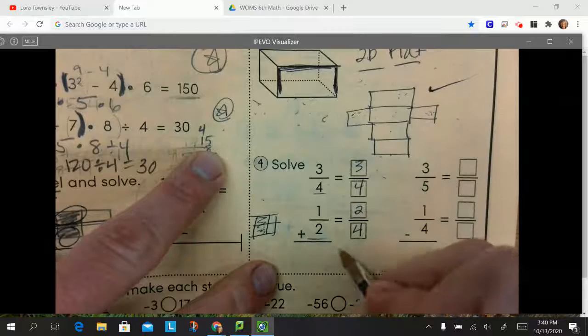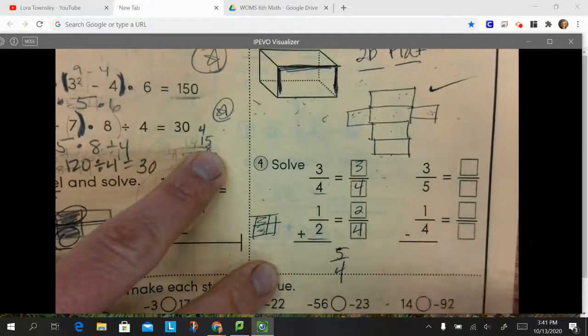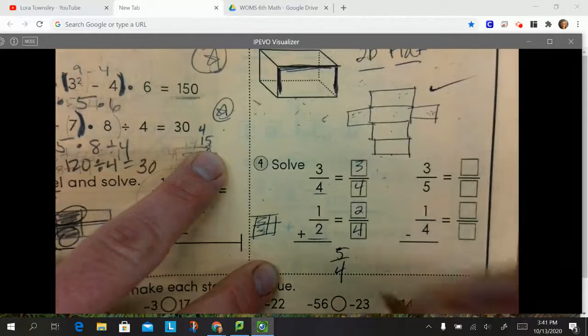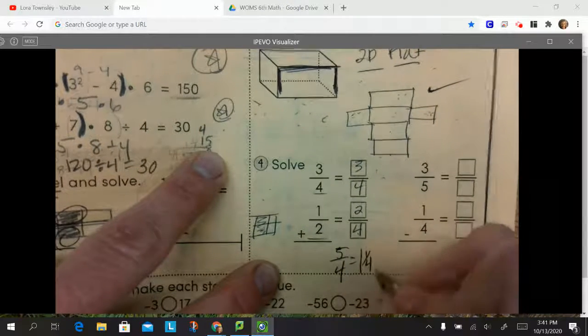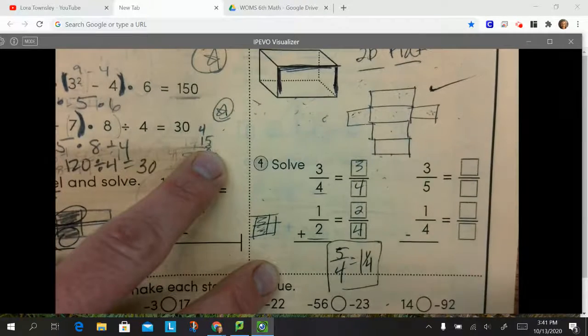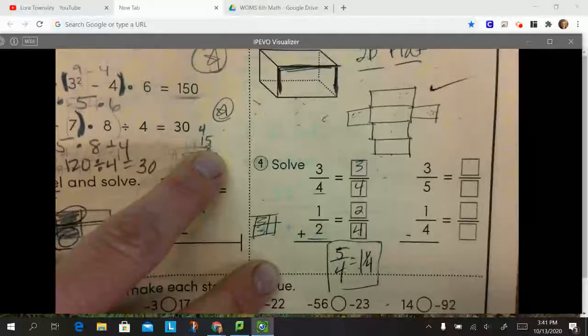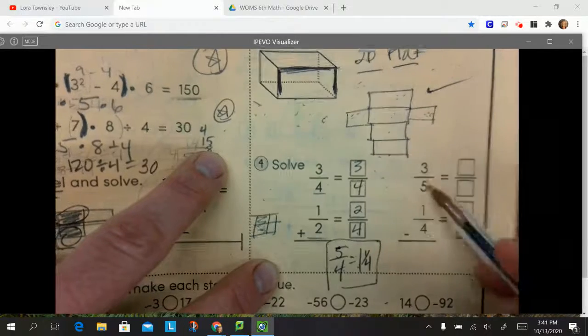3 plus 2 is 5. Keep your denominator 4. I have 5/4. Or if you want to, you can say 1 1/4. Okay, they mean the same thing. If I have 5/4, I have 1 whole and 1/4 left over. Same thing. All right, same thing over here.